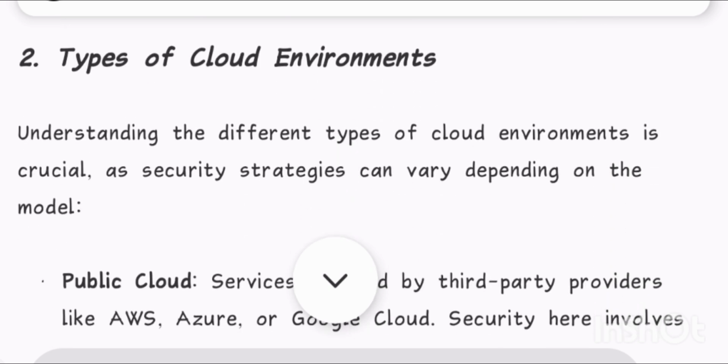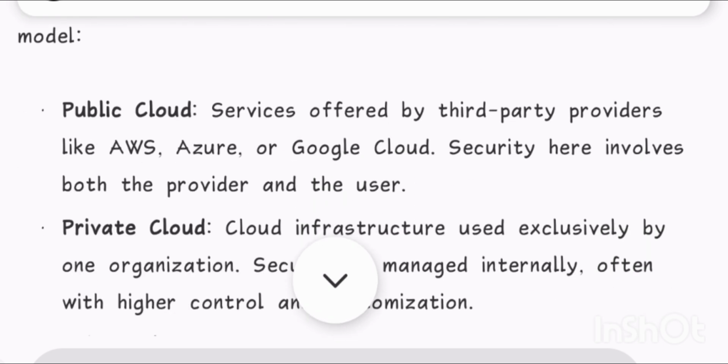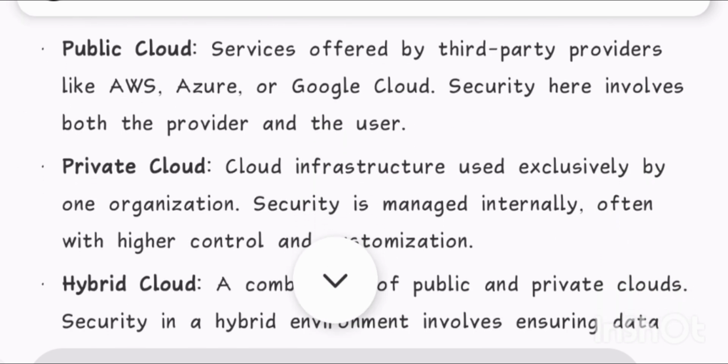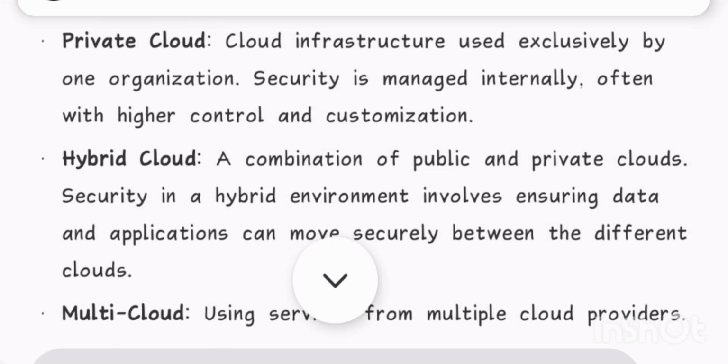Types of cloud environments. Understanding the different types of cloud environments is crucial, as security strategies can vary depending on the model. Public cloud: services offered by third-party providers like AWS, Azure, or Google Cloud. Security here involves both the provider and the user. Private cloud: cloud infrastructure used exclusively by one organization. Security is managed internally, often with higher control and customization.